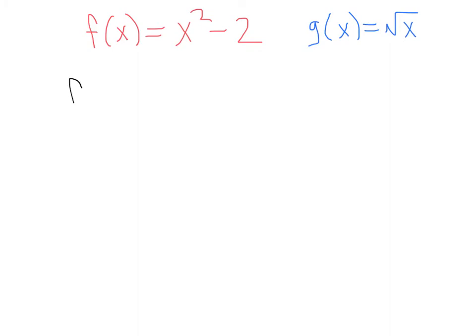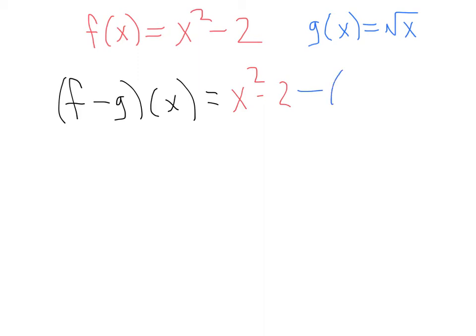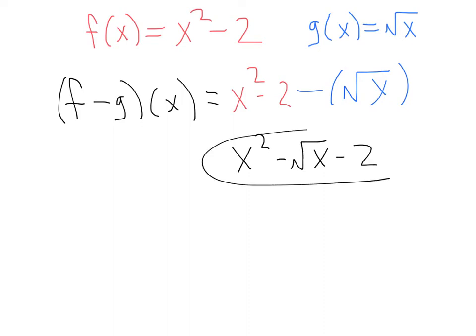All right, next we have f minus g of x. This is very similar. We have x squared minus 2 minus, I'll just put my parentheses because it's a good habit to have, square root of x. Again, we have no like terms. We can't combine anything. I'm going to rewrite my answer in descending order. x squared minus square root of x minus 2.